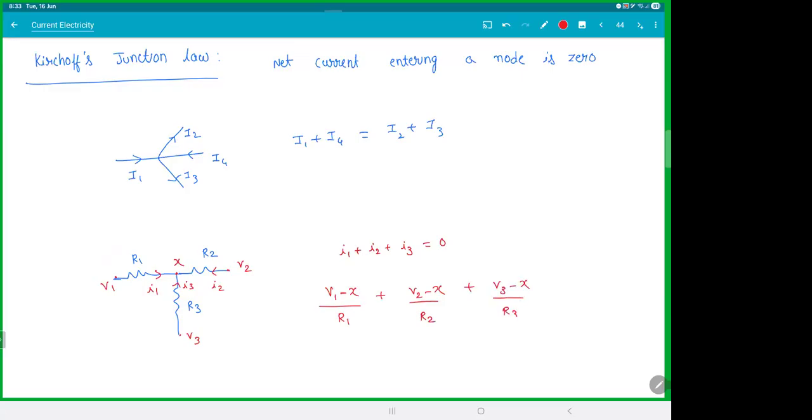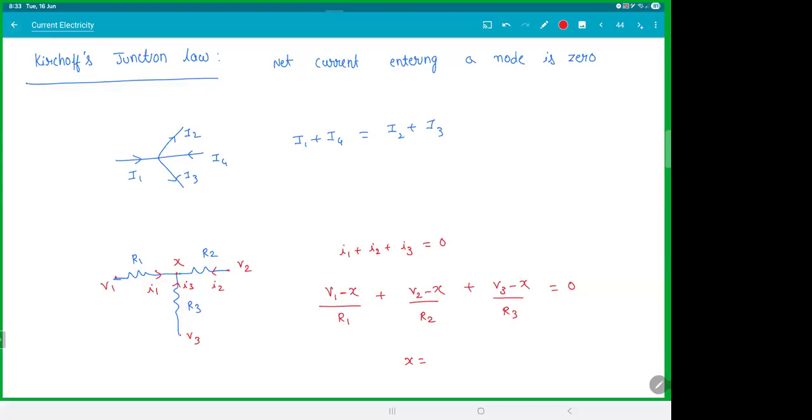If you remember, in capacitors it used to be Q1 plus Q2 plus Q3, and there the formula was Q equals CV. So we used to write C1 into V1 minus X, C2 into V2 minus X. I hope you can see the resemblance. All clear with this? Then we solve this, get the value of X, put it there, and then you'll get the answers.